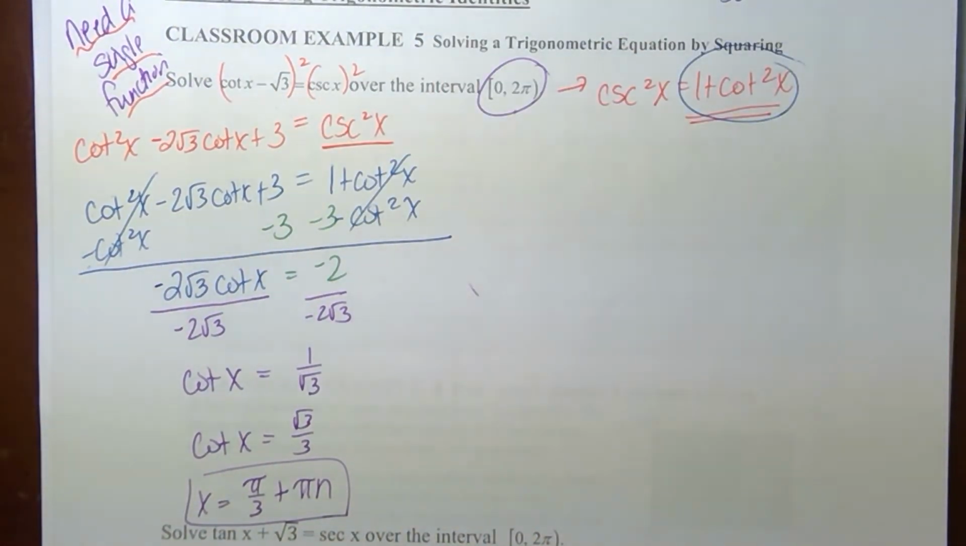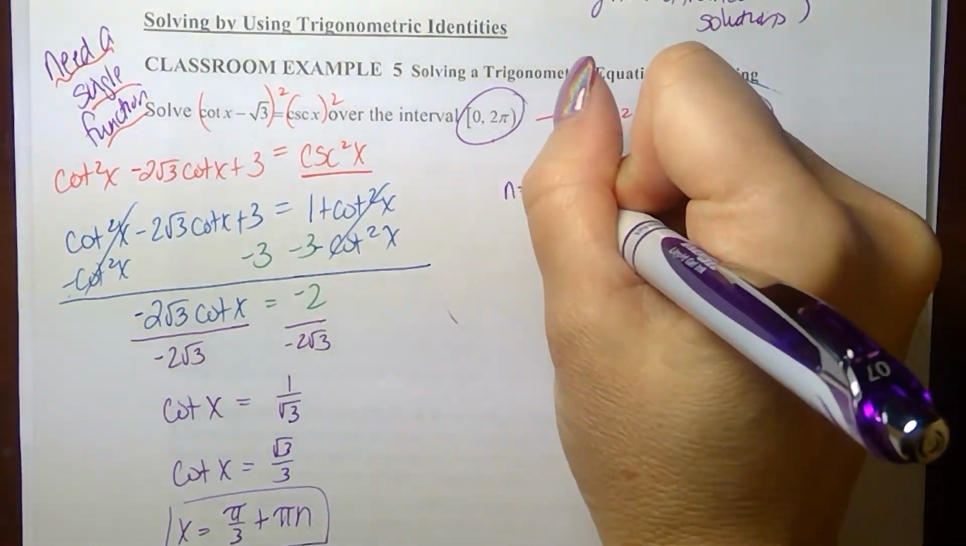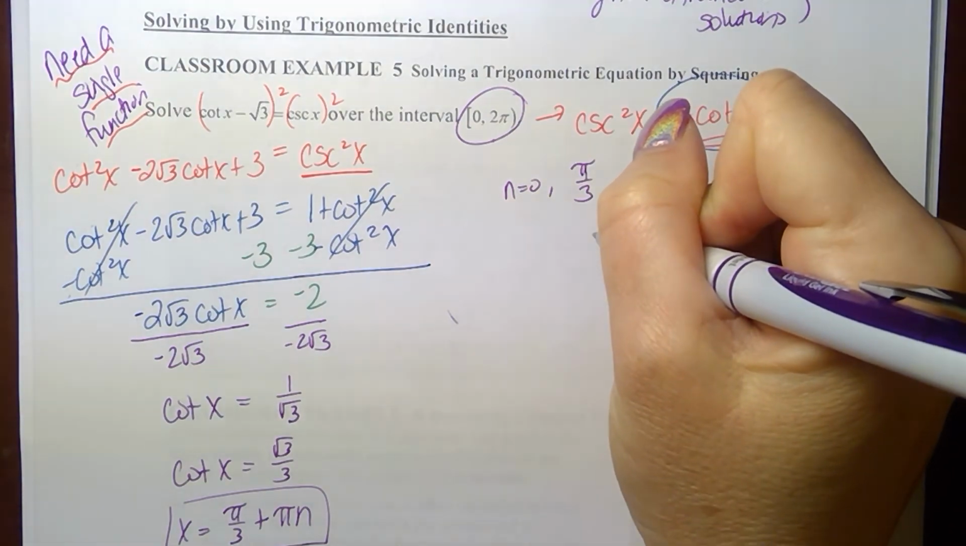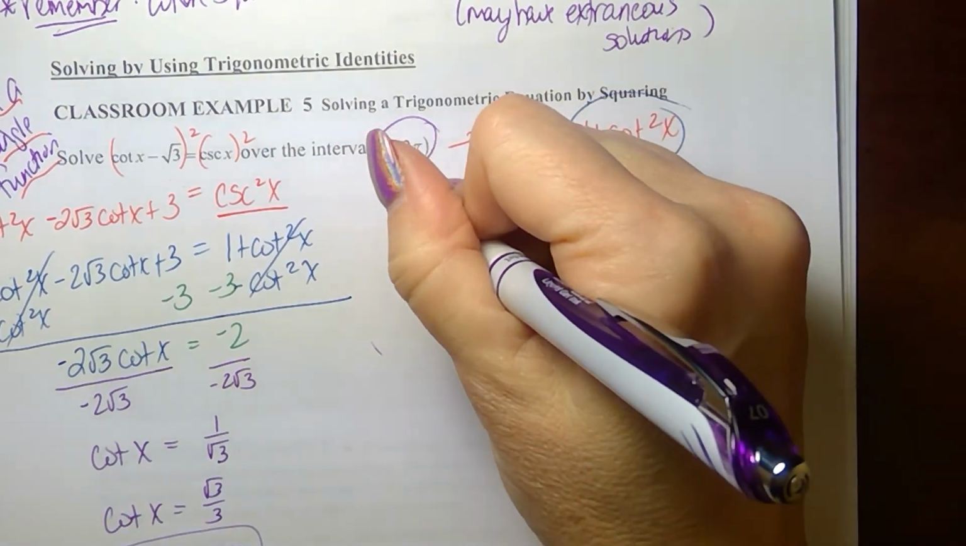Well, from 0 to 2 pi. After I get to that limit, 0 to 2 pi, I can stop checking. But I need to check all of my values from 0 to 2 pi. So where n equals 0, I've got pi thirds. If this works, when I plug it into my original equation, it will be true. So let's check that.